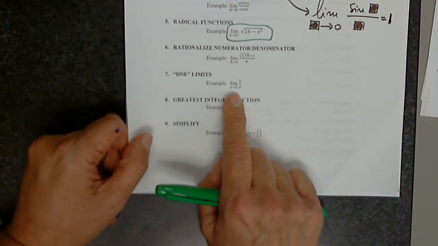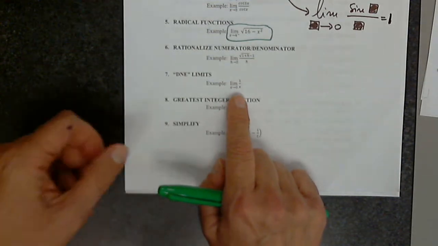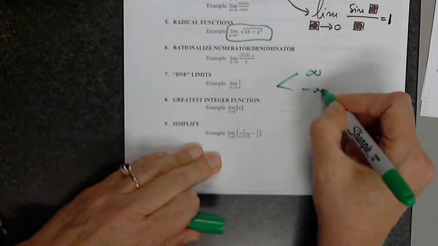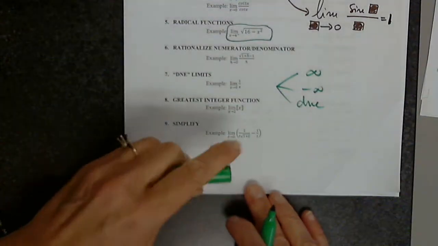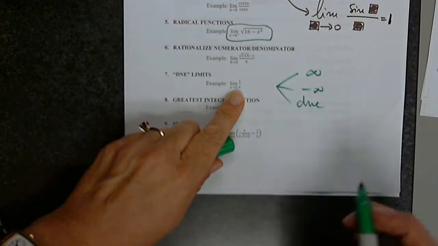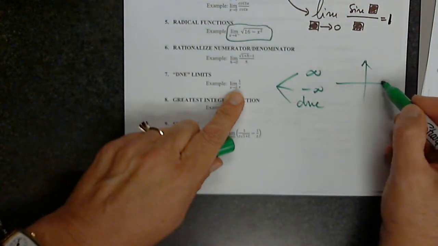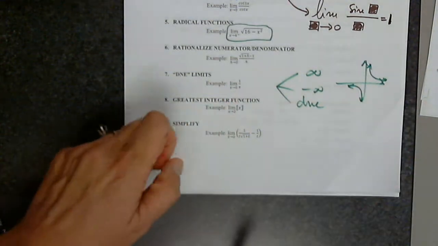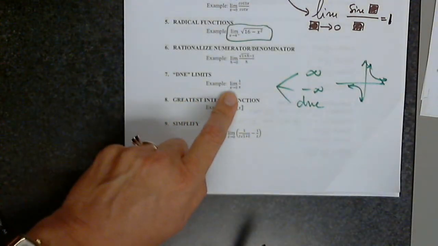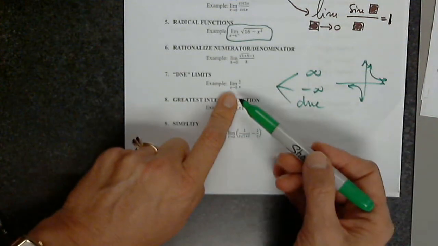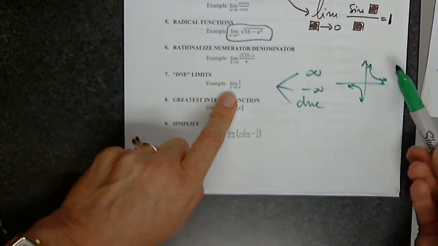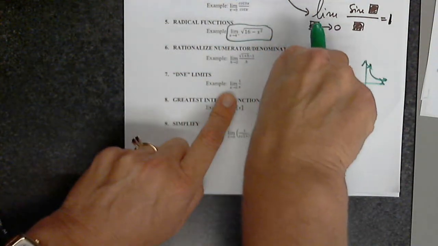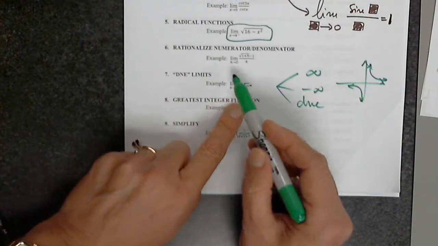It's 1 over 0, which can have 3 options. It can be infinity, negative infinity, or D and E. I know this graph, and we all have to remember this graph. This is the graph of 1 over x. As x approaches 0 from either side, you have to look at both. From the right is, from the left is. So what is the answer then?